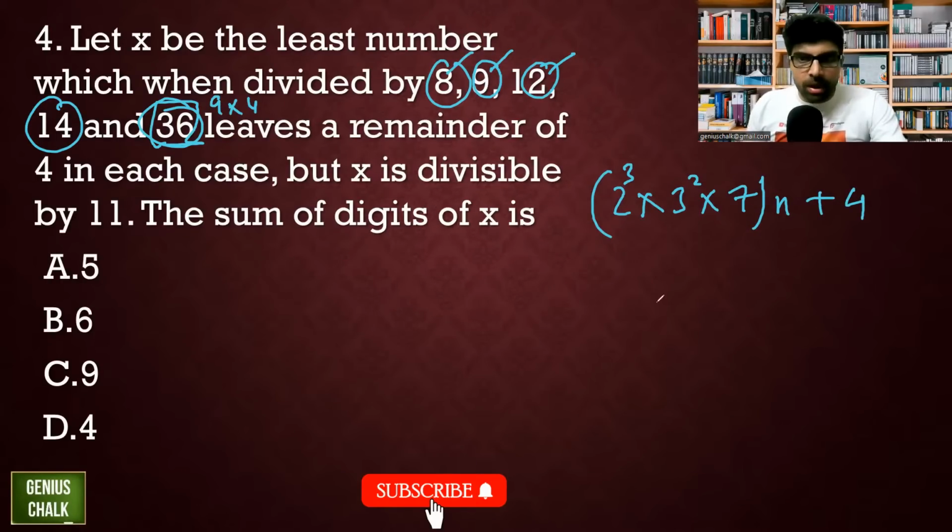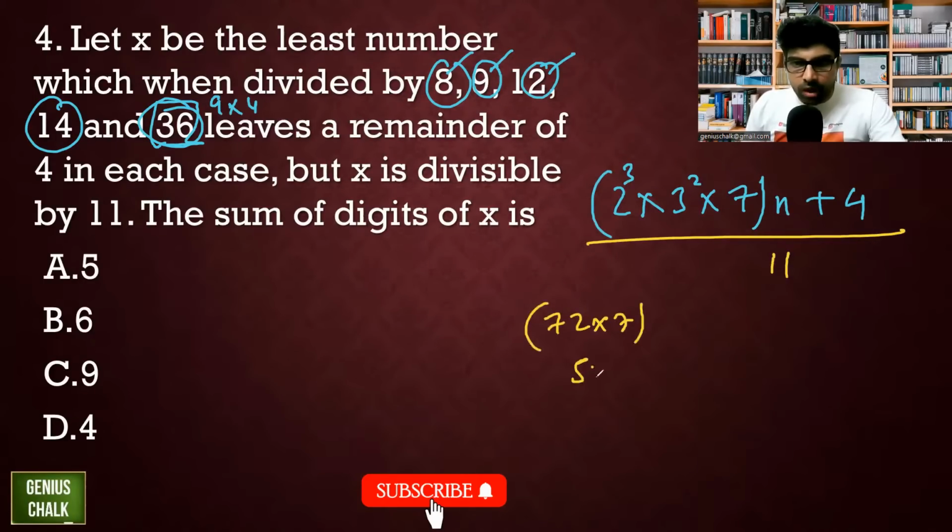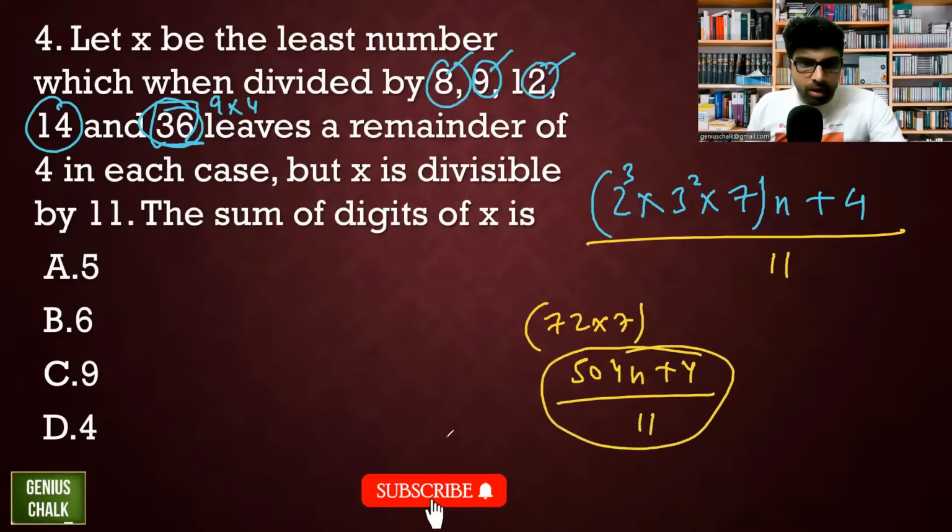And x is divisible by 11. Now it says that this complete number is divisible by 11. Then the sum of digits of x. Now here we can apply one shortcut, you can find it like this also. Like this, 8 9 is 72, 72 into 7, that is 504n plus 4. And this is divisible by 11, and this value we need to find. So we can directly divide by 11 also, and we can solve like this also.